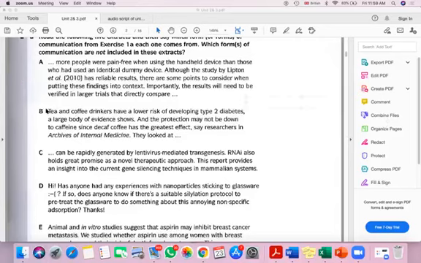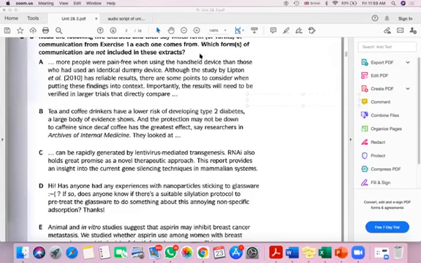Let's move to number B. Tea and coffee drinkers have a lower risk of developing type 2 diabetes. A large body of evidence shows. All right? As you can see here, a large body of evidence shows. This means what? It's not academic. We didn't say who. We say a large body of evidence, a lot of research say this, all right?